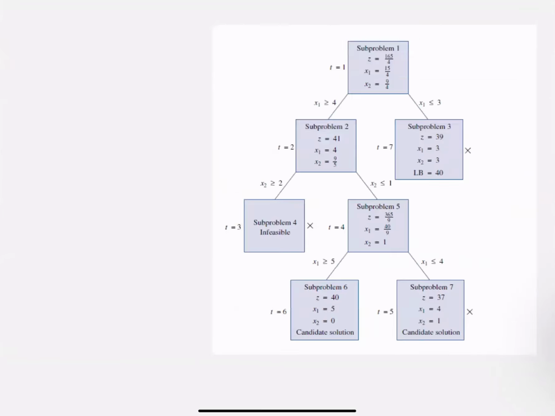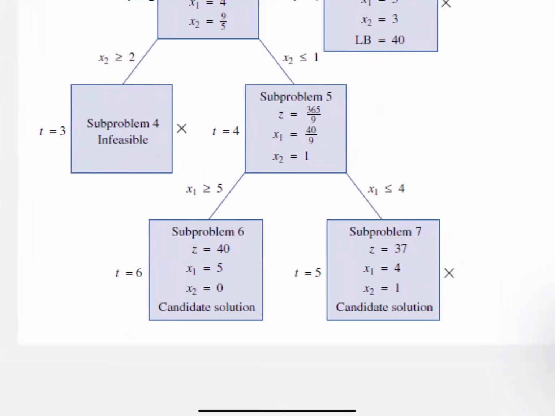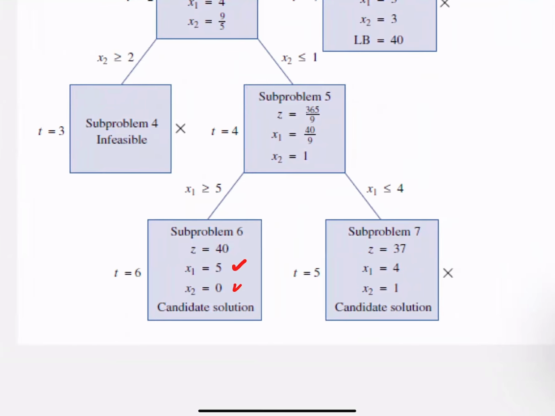This is what happens. Subproblem 6 gives me a nice integer solution: x1 equals 5, x2 equals 2. Objective function value, 40. We call this 40 because we already found one integer solution. This other one also happens to be integer, with objective function 37.